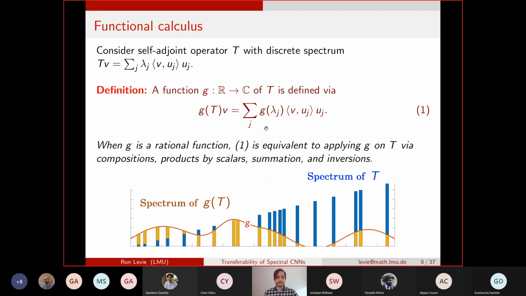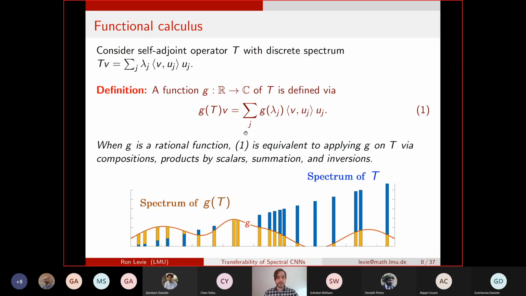And in some sense, this definition is the canonical definition, because in the special case where g is a polynomial, I can apply g on T in two different ways. First of all, I can use definition 1. And secondly, I can replace the powers in the polynomial by compositions of T on itself. And it turns out that we get exactly the same definition. And in this sense, this definition 1 is canonical.